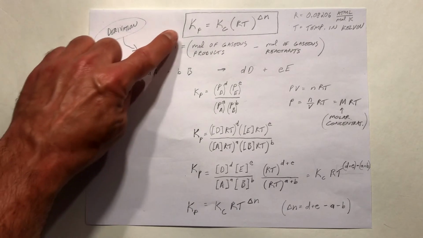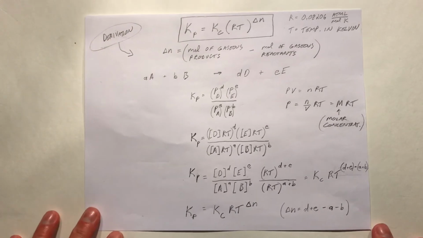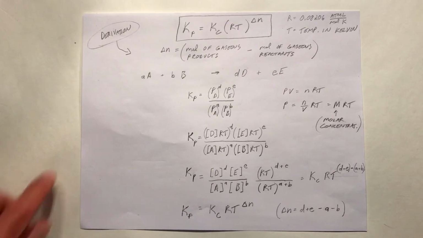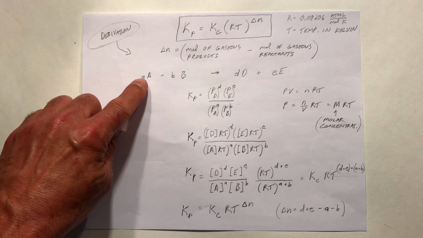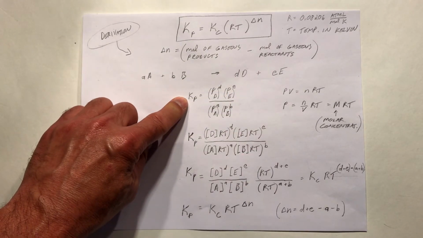Let's see how we can derive this equation. Now, you won't have to be able to derive it yourself, but I think it's important that you understand where it comes from. So we could say that if we have this reaction, that Kp would be expressed this way.